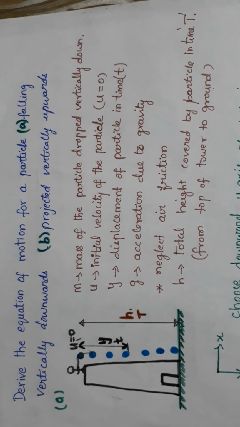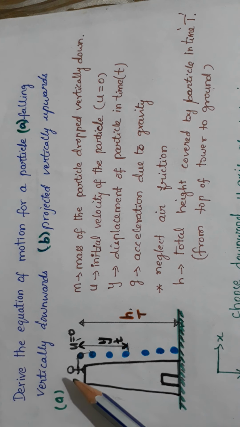Hello children, in this video we will learn to derive the equation of motion of a particle when the particle is falling vertically downward, and in the next case, when the particle is moving vertically upward, we will derive the equation of motion, right? Now first case, when the particle is falling vertically downward, we are going to derive the equation of motion. You can see here a tower.